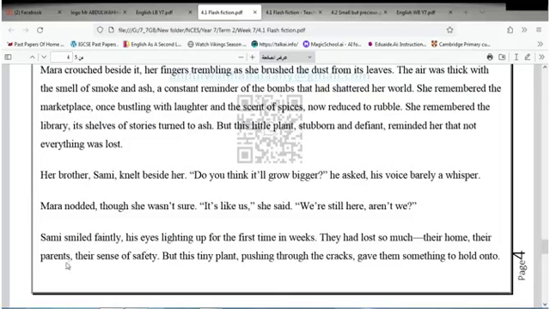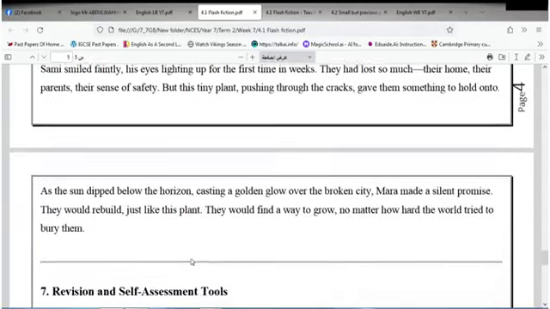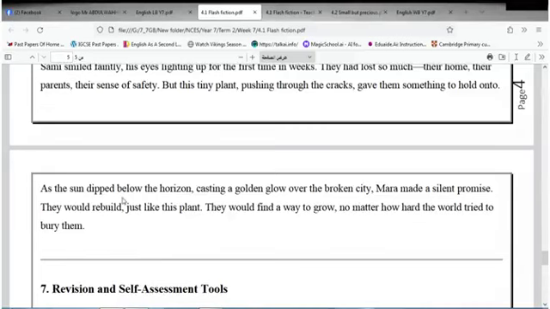They had lost so much. Their home, their parents, their sense of safety. But this tiny plant, pushing through the cracks, gave them something to hold on to. As the sun dipped below the horizon, casting a golden glow over the broken city, Mara made a silent promise. They would rebuild, just like this plant. They would find a way to grow, no matter how hard the world tried to bury them.